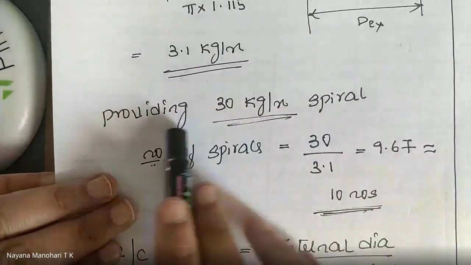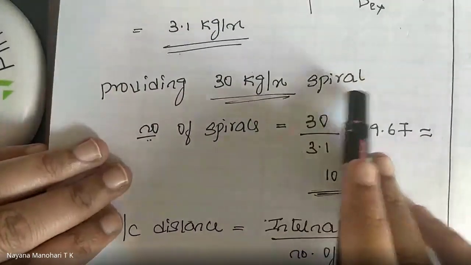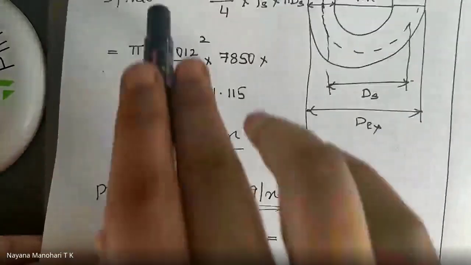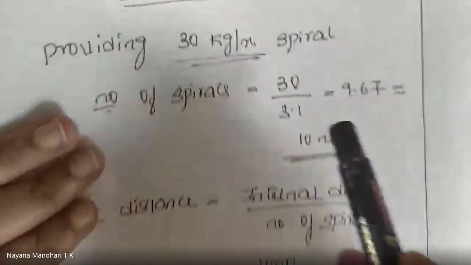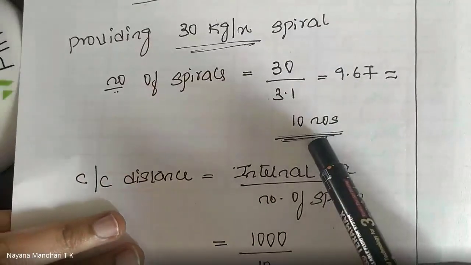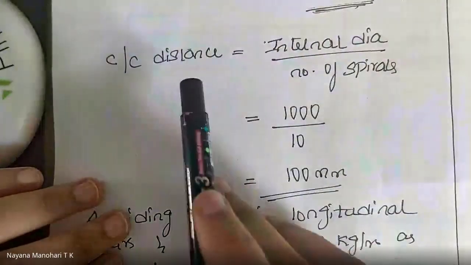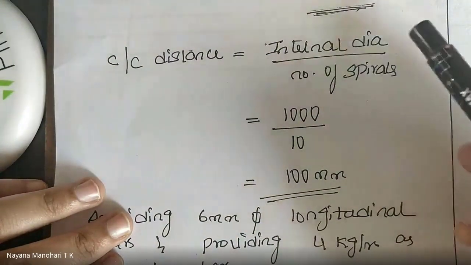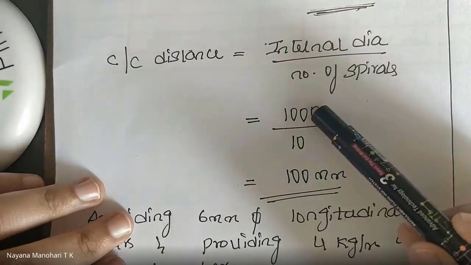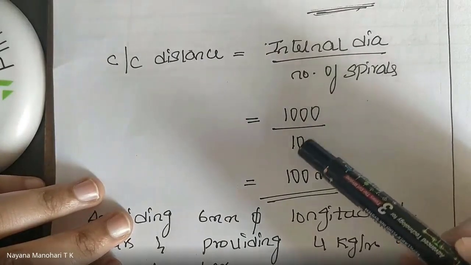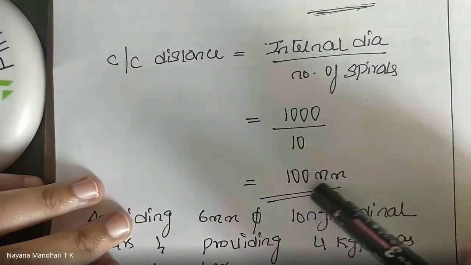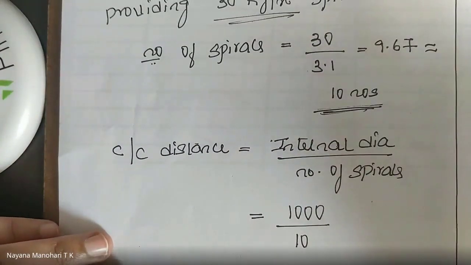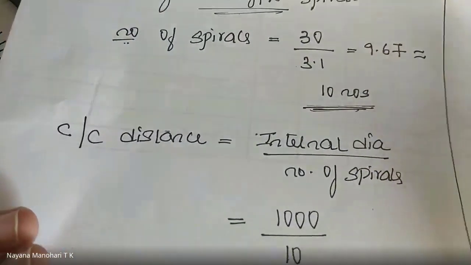You will get the weight value. Then you are going to assume 30 kg per meter of spiral. Then you need to calculate the number of spirals, means the total weight divided by the 12 mm weight you have taken. You will get the number of spirals needed. From that you need to calculate the spacing. It is given by internal dia divided by number of spirals. These formulas you need to remember. 1000 mm you have assumed as the internal dia, divided by 10 spirals. You will get 100 mm. So provide 12 mm dia spiral reinforcement at 100 mm center to center.